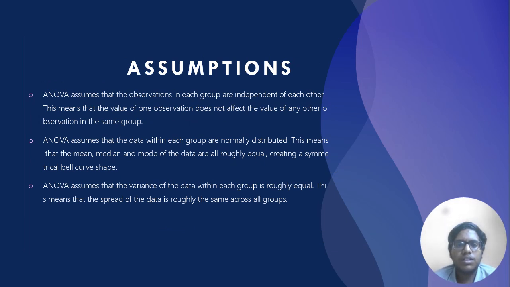Assumptions. ANOVA assumes that the observations in each group are independent of each other. This means that the value of one observation does not affect the value of any other observation in the same group. ANOVA assumes that the data within each group are normally distributed. This means that the mean, median, and mode of the data are roughly equal, creating a symmetrical bell curve shape. ANOVA assumes that the variance of the data within each group is roughly equal. This means that the spread of the data is roughly the same across all groups.